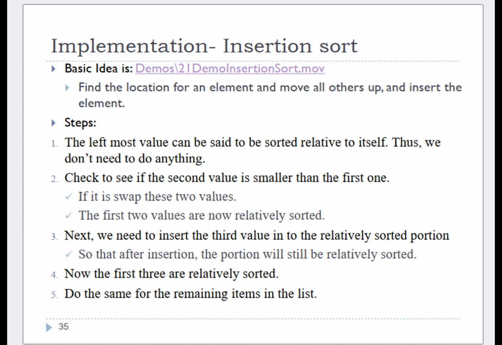3. Next, we need to insert the third value into the relatively sorted portion so that after insertion, the portion will still be relatively sorted. 4. Now the first 3 are relatively sorted. 5. Do the same for the remaining items in the list.